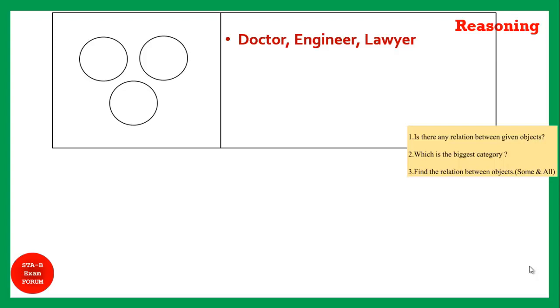So doctor cannot be engineer, engineer cannot be lawyer, and lawyer cannot be doctor. So there is no relation at all between these 3 groups or these 3 objects. In that case there will be no point of intersection between these 3 circles. These 3 circles represent each of these 3 objects.